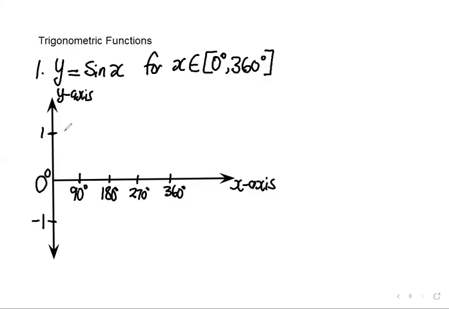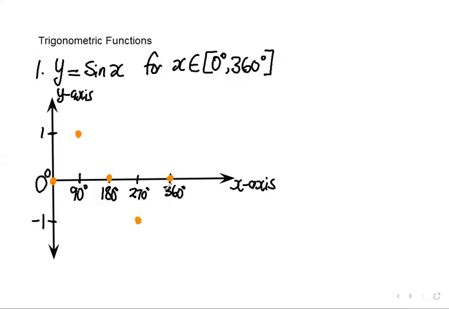Now the sine graph starts at 0 and then it goes to 1. It's 90 and 1. Then it comes back down, and at 270 it goes to -1.